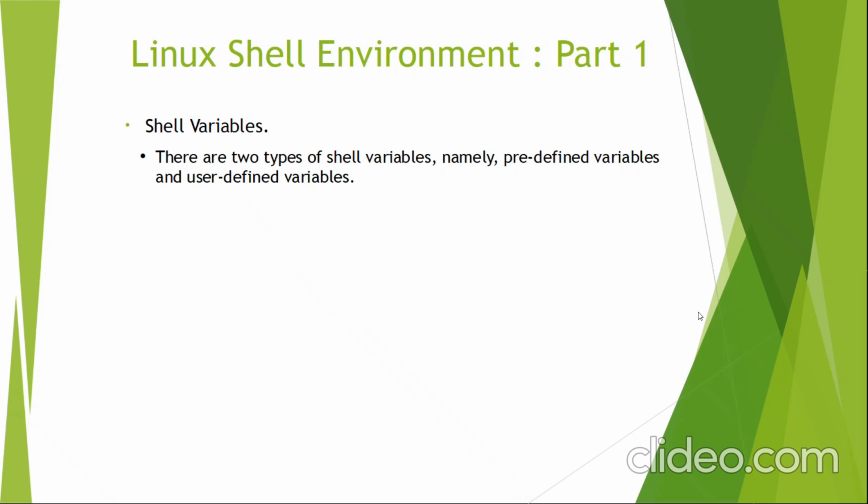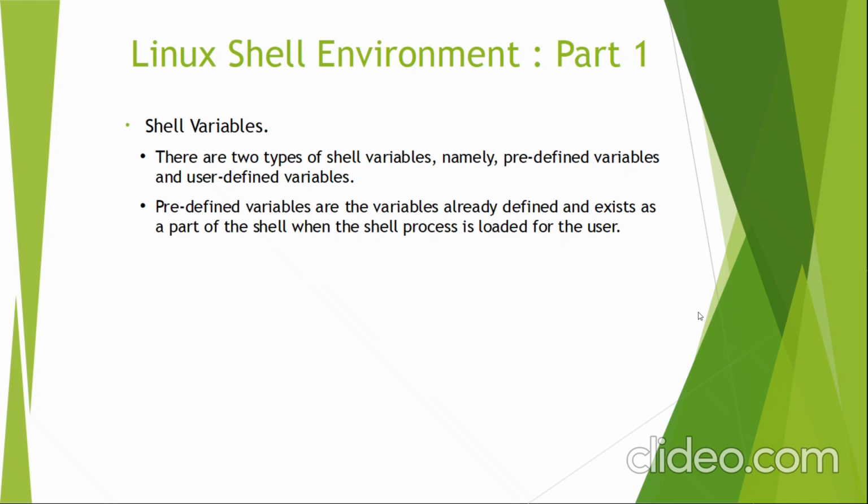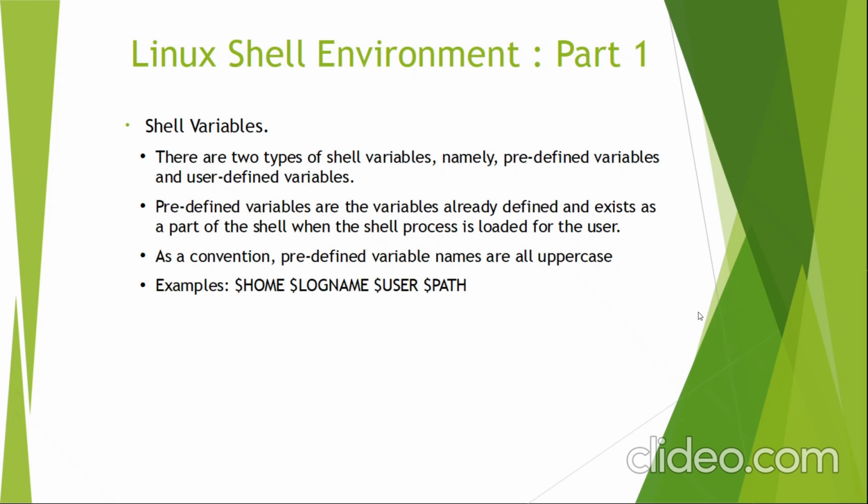Predefined variables are those variables which are already defined and they exist as a part of the shell. When the instance of shell, that is the shell process, is loaded for the user, these variables already exist as a part of the shell. As a convention, predefined variable names are all uppercase. Like we have the dollar HOME variable, the variables named LOGNAME, USER, PATH. These are some examples.